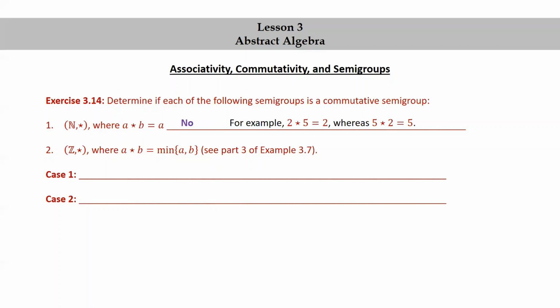The second one, (Z, star), where A star B is the minimum of A and B. The answer is yes. There are two cases to check. The first is A less than or equal to B. In this case, we have A star B is the minimum of A and B, which is equal to A because we're assuming that A is less than or equal to B. That's equal to the minimum of B and A, which is B star A. For case 2, B less than or equal to A, we have A star B is the minimum of A and B, which in this case is B because we're assuming that B is less than or equal to A. That's the same as the minimum of B and A, which is B star A.